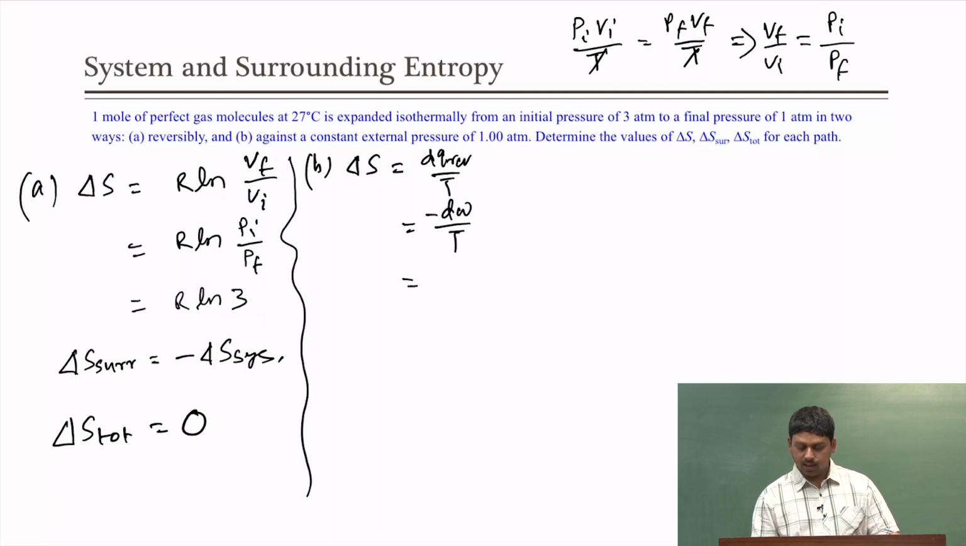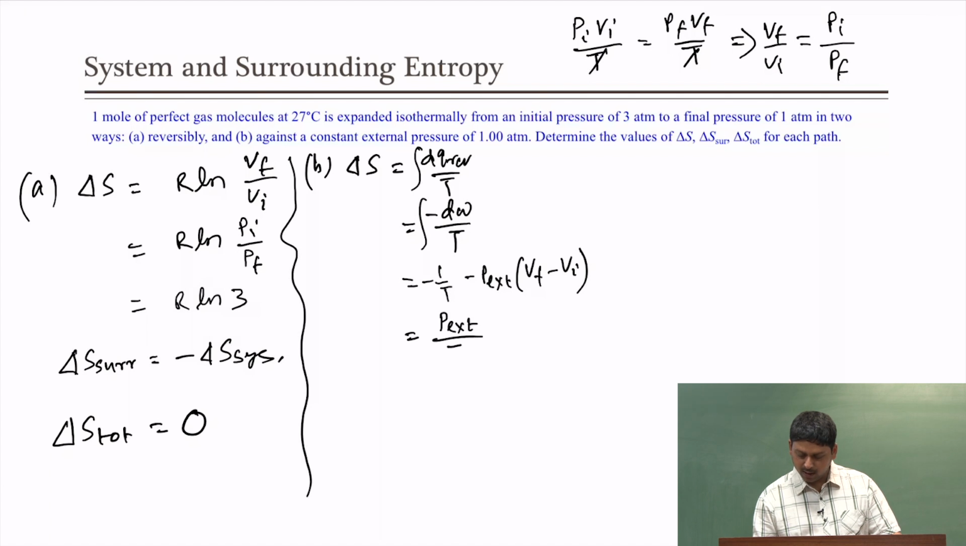Now I should do the integration of that. So minus 1 by T, dw. Now what is dw? The work done at a constant pressure is just P times V2 minus V1. So minus P external times V final minus V initial. Now let us write it down. So P external divided by T, V f minus V i.